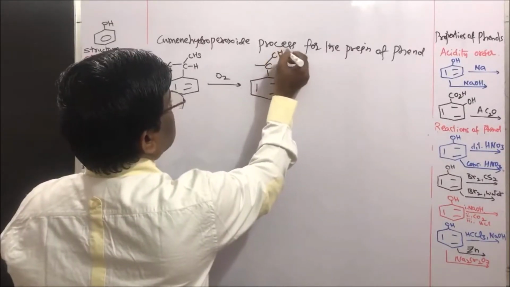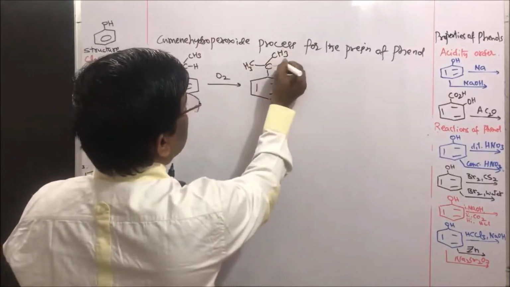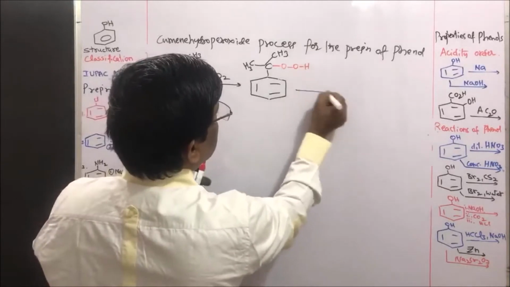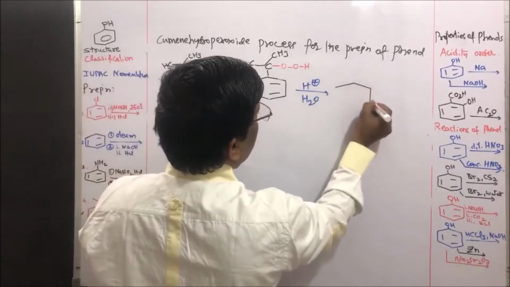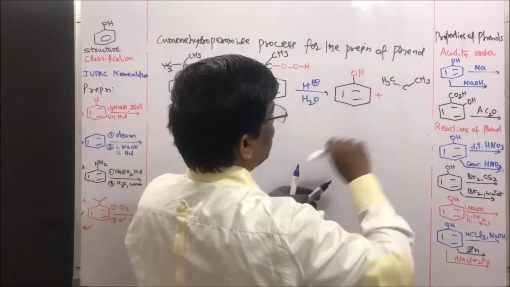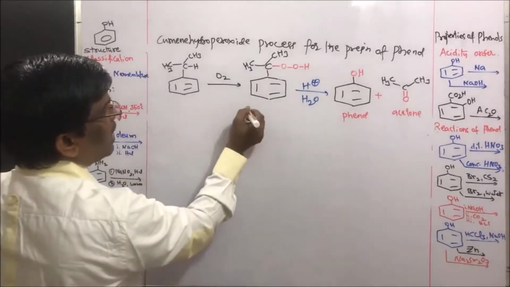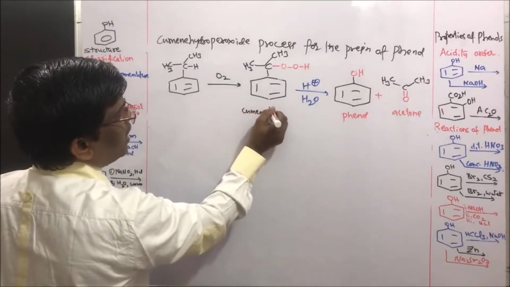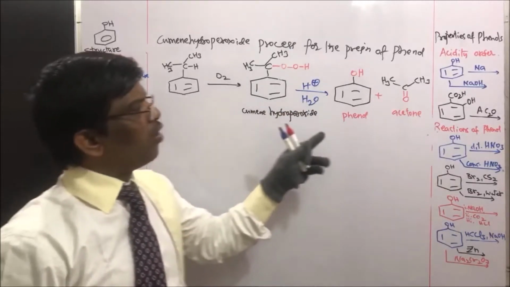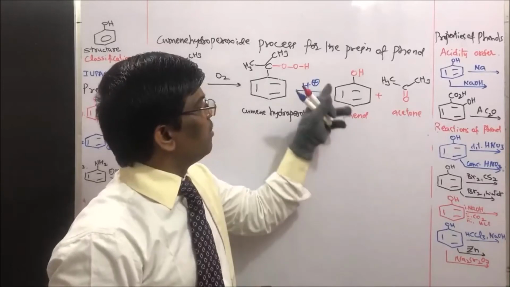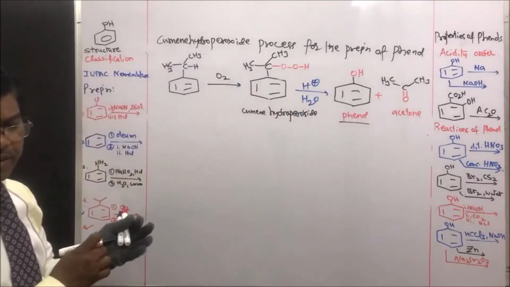So this is cumene. This cumene hydroperoxide, upon treatment with H plus and water, is going to give phenol plus acetone. This is cumene hydroperoxide, the intermediate structure. This cumene hydroperoxide undergoes a rearrangement reaction, and in presence of water and H plus, it is going to give phenol. Let us see the mechanism of this reaction.